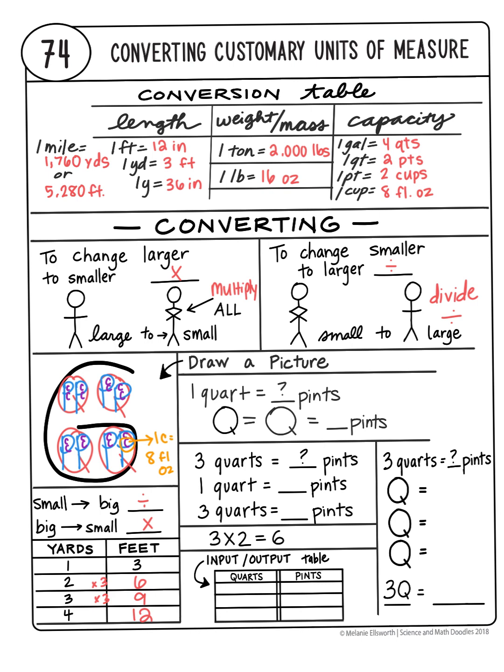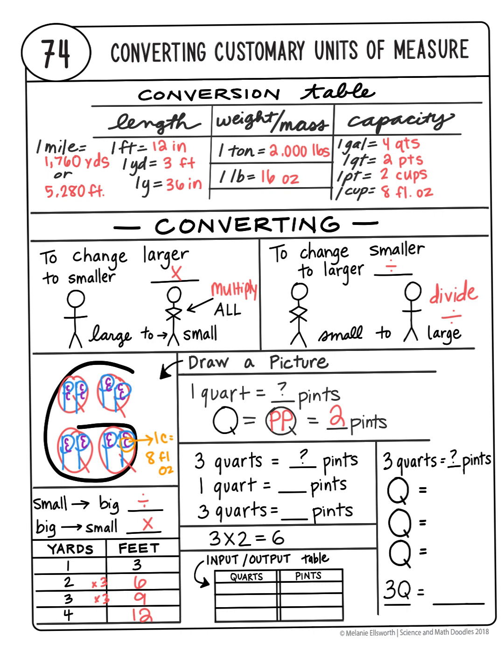And if I do it again, 4 yards is equal to 12 feet. Okay, now let's hop over here to my quarts and pints. We just talked about this one a minute ago. 1 quart is equal to how many pints? Well, what do we know? We know that a quart has 2 pints in it, which means that 1 quart is equal to 2 pints.